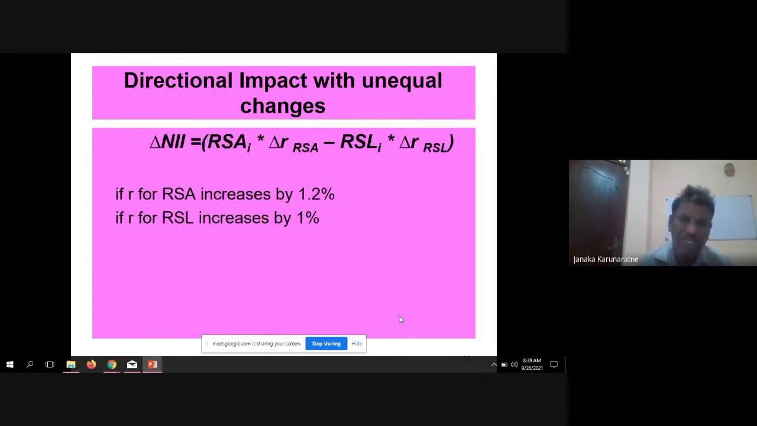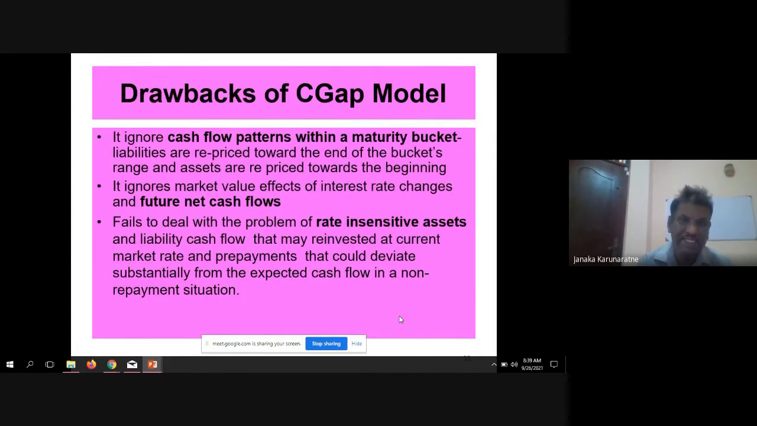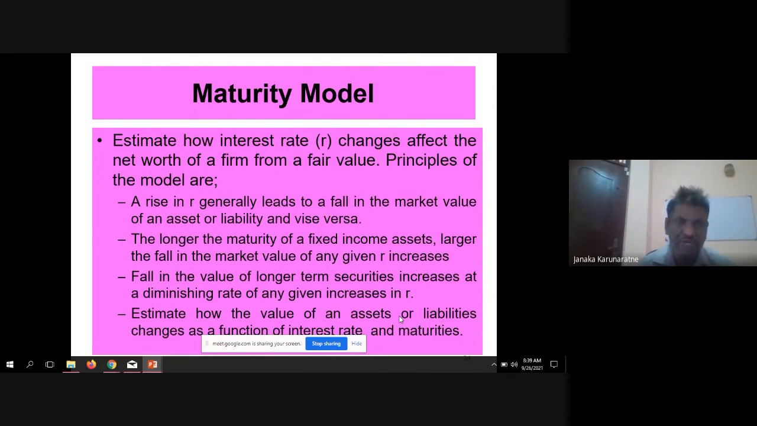But the problem we saw is that it's a book value approach where we only consider rate sensitive assets and liabilities. We ignore rate insensitive assets and liabilities. Again, we also ignore the cash flow impacts within a maturity bracket. So those are the drawbacks we looked at.